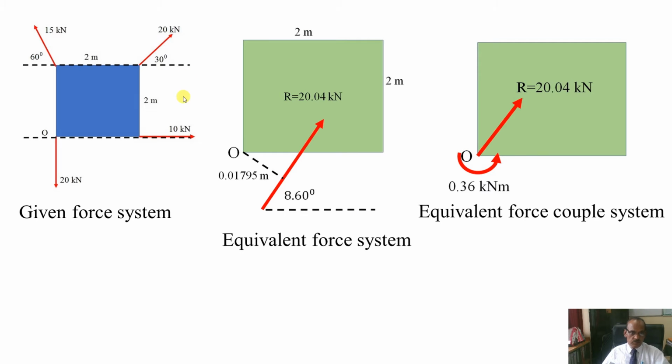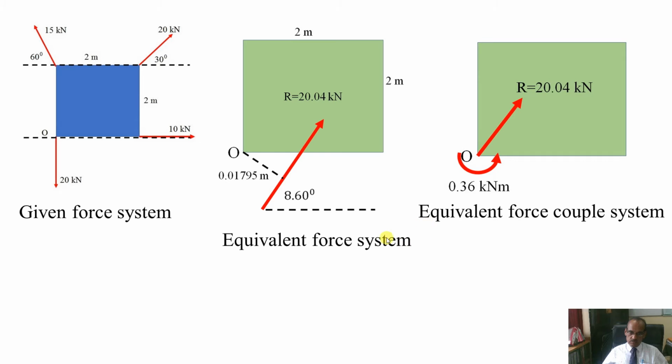Okay, so this entire system is replaced by a single force, and if you want to transfer it to the origin, then what you will do is take the moment of this force. So the moment will be 20.04 multiplied by the lever arm 0.01795. You will get the couple, that is the moment, equal to 0.36 kilonewton meter, which will be acting anti-clockwise, and the same force we have transferred to this point.